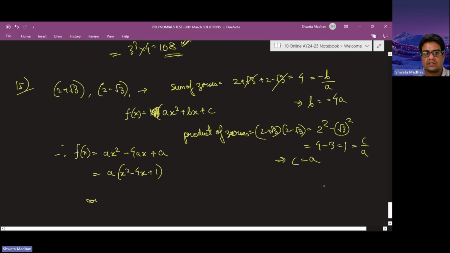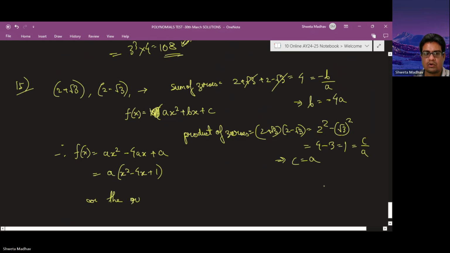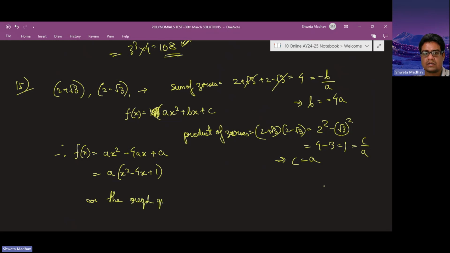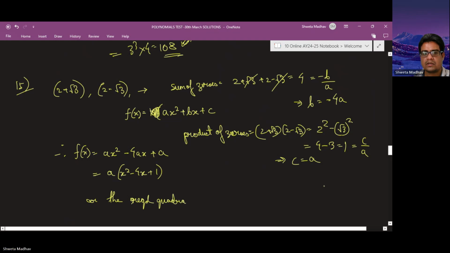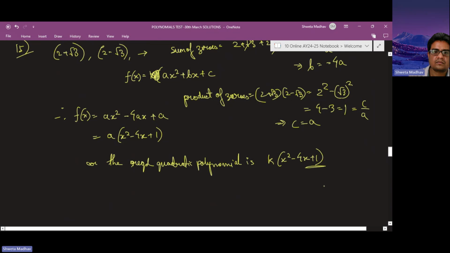or instead of a, we can take this constant as k, and then we can say that the required quadratic polynomial is a into x square minus 4x plus 1. So this is the answer.